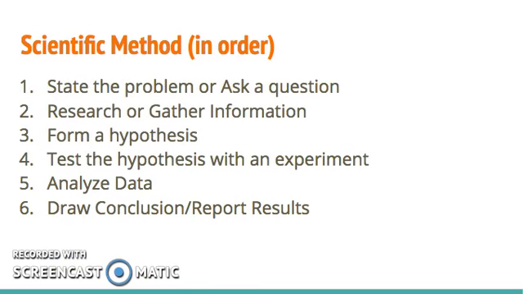So here's just a review of the scientific method in order. State the problem or ask a question. Then you're going to research or gather information about the problem or question. You're going to form a hypothesis, which is that if this happens, or if I do this, then this is going to happen. And then you need to test the hypothesis with your experiment. And then you will analyze the data from that specific experiment. And the last step is to draw your conclusions and then report your results to whatever scientist or whatever friend would be interested in the results.